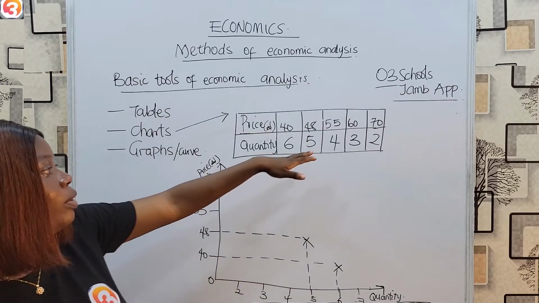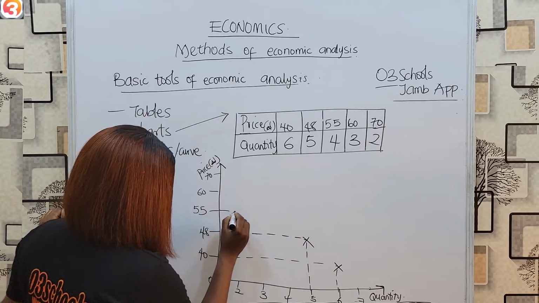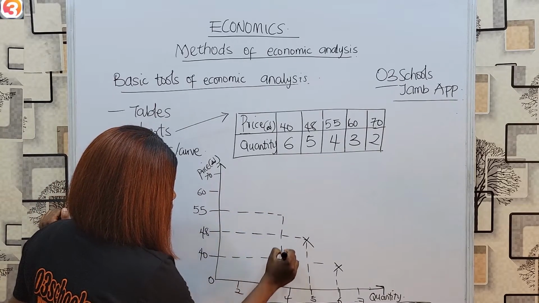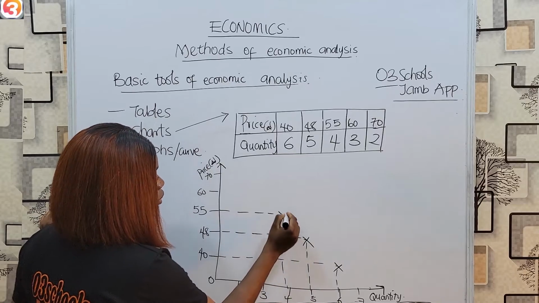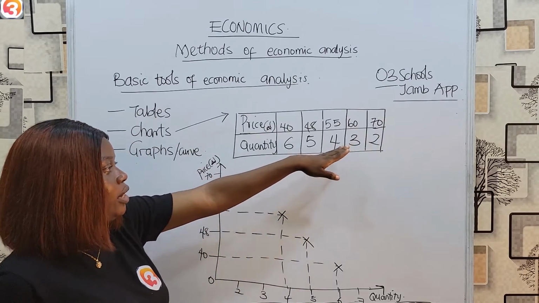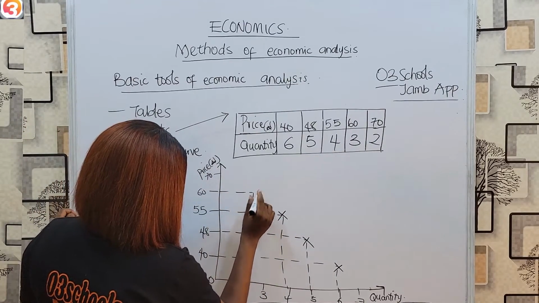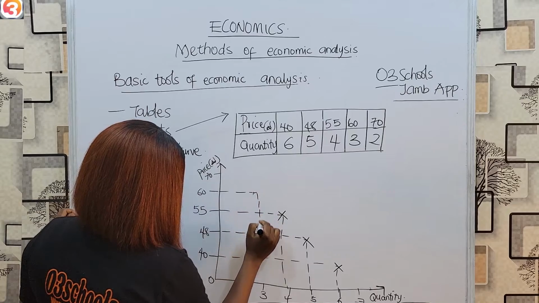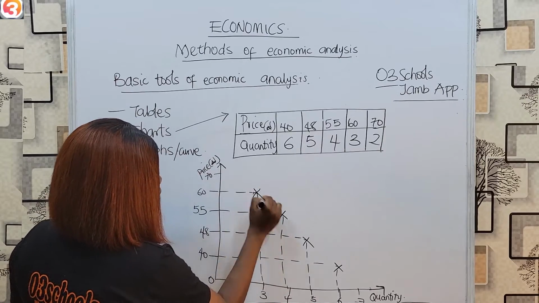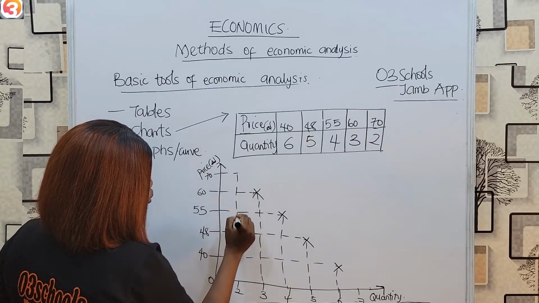And then when price is 55 naira, our quantity is 4. We're tracing down to 4. Forgive my rough sketch. And when price is 60 naira, our quantity here is what? 3. And when price is 70 naira, quantity is what? 2.